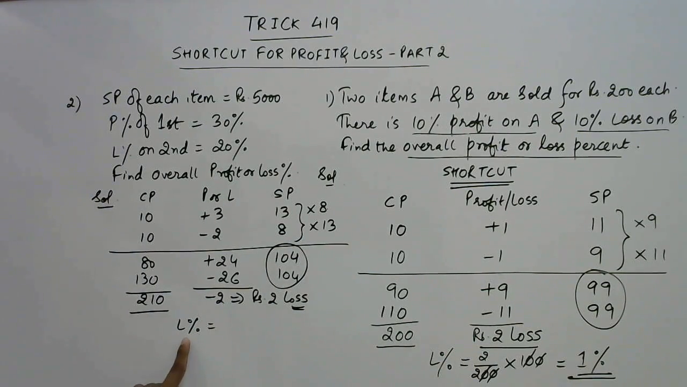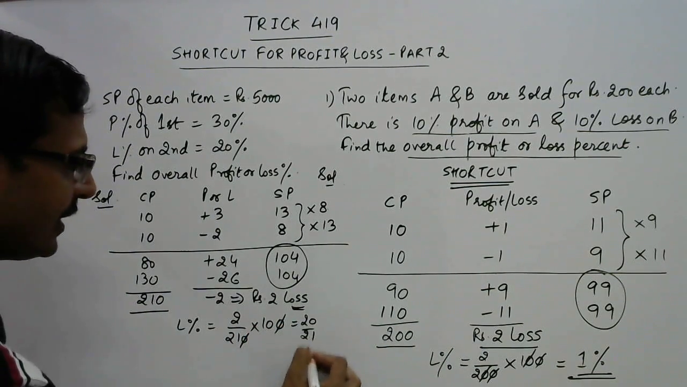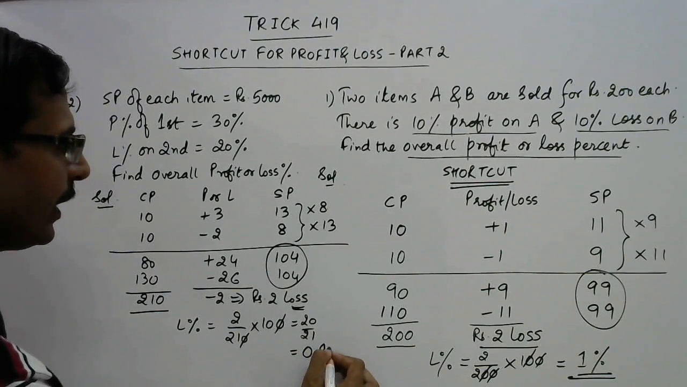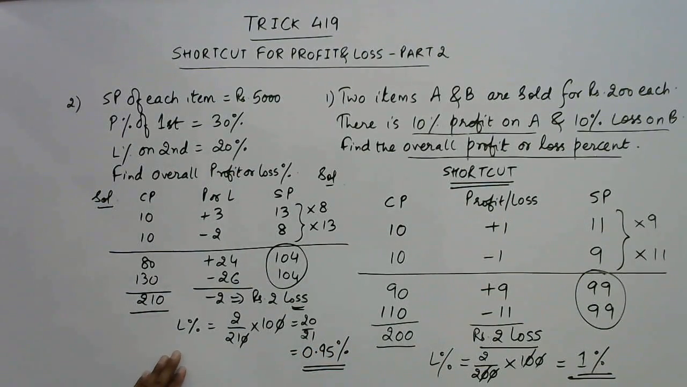The loss percent, loss upon CP into 100, so 10 gets cancelled. 2 into 10 is 20, 20 by 21. So loss percentage, if you divide these two, this is nearly equal to 0.95%, which is the overall loss percent.